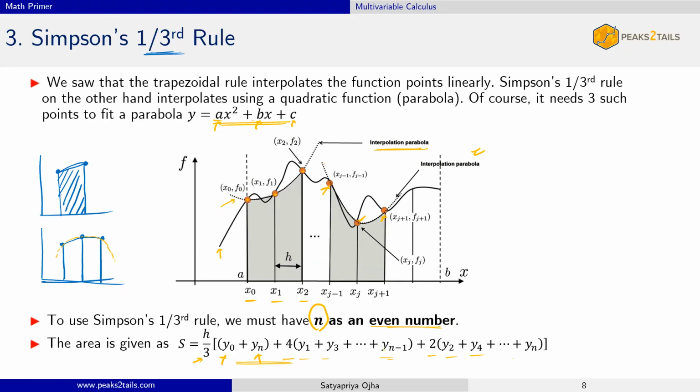If n is even, then this n minus 1 term is odd, and this is the odd group. This is the odd group, and this is the even group. Since n is even, the last term is also, I mean, it's at an even location. So this is the formula. All right, let's implement this algorithm unless there are any questions.